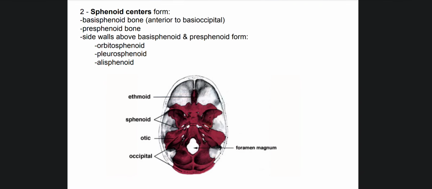The second one is the sphenoid center. In case of the sphenoid region, the basisphenoid bone is anterior to the basioccipital region.